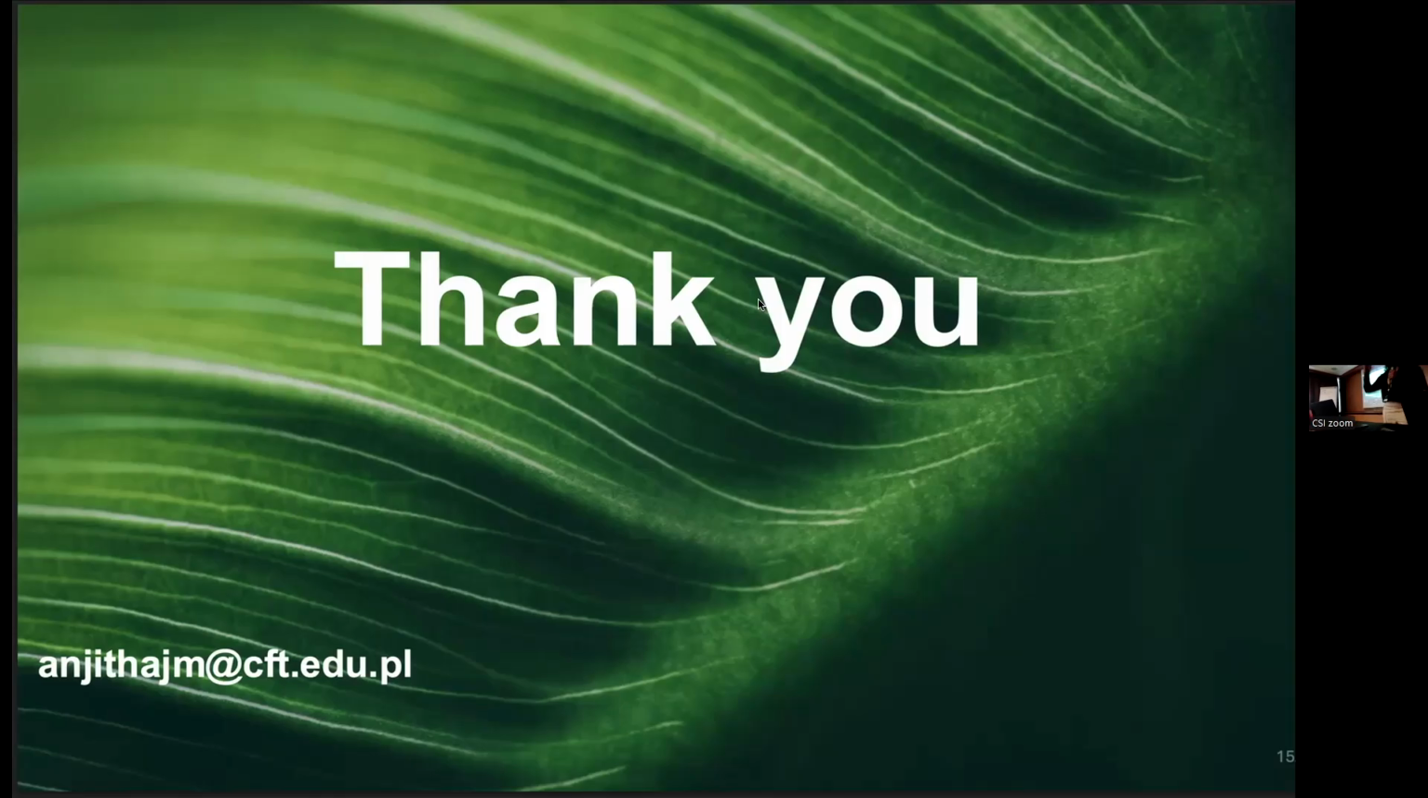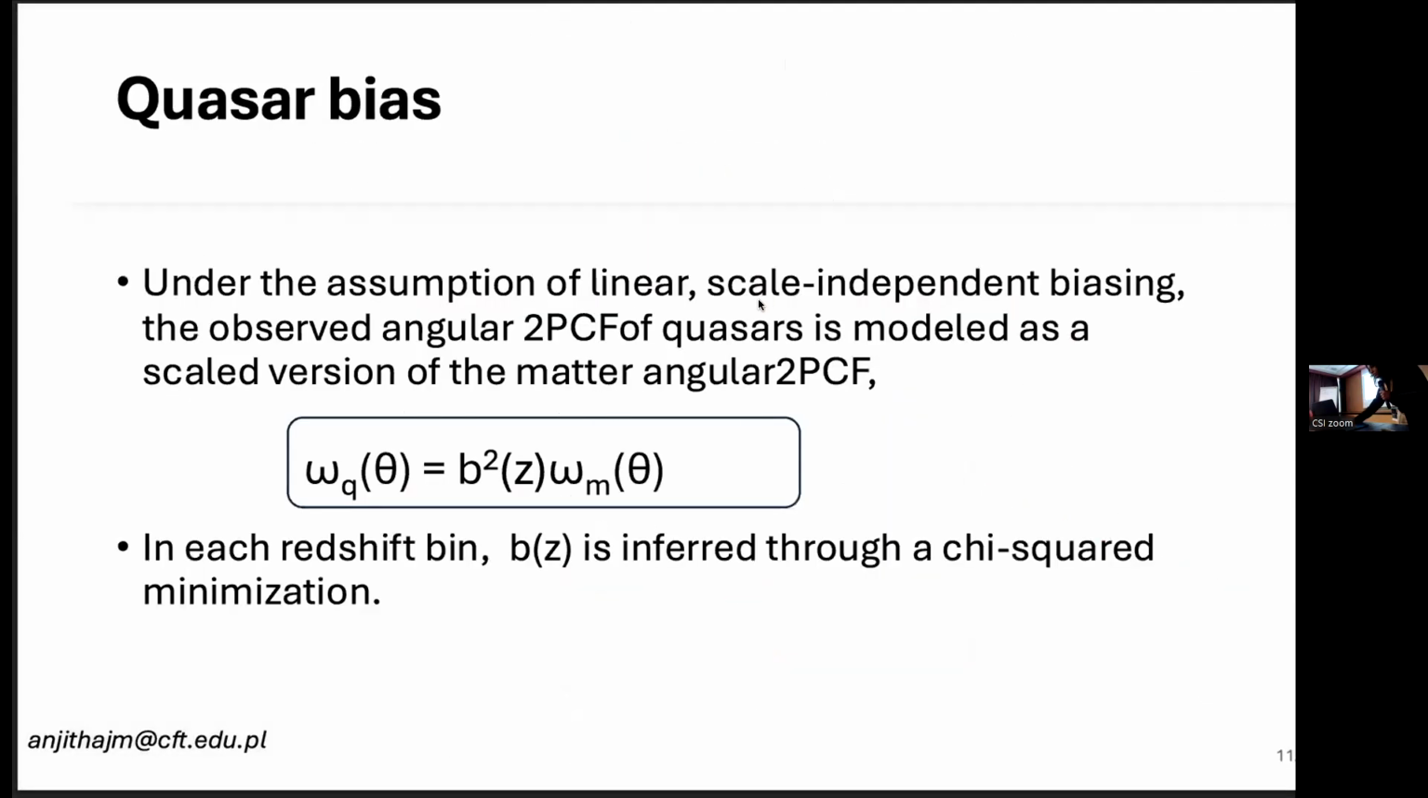Okay. Yeah, because the scaled version, b squared w_m, that is the angular 2-point function of matter. Oh, okay, because on the left-hand side is the w_m from the theory, that is halofit, that is the matter. Then the Q is the quasars. This is connected by the bias. Then the bias is estimated by chi-square minimization.